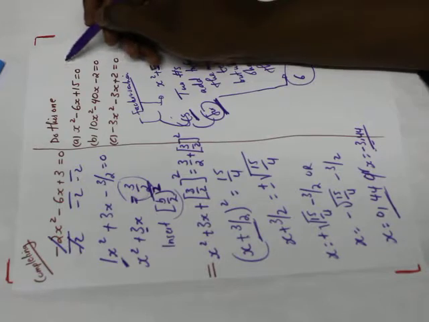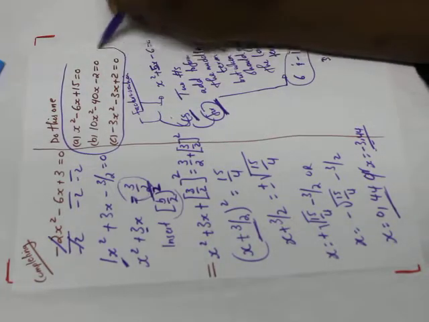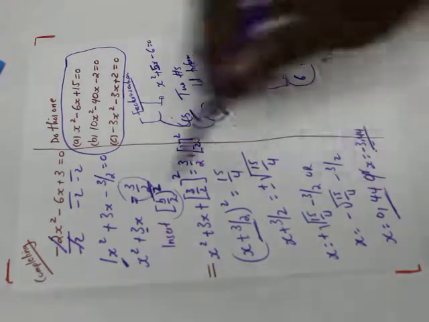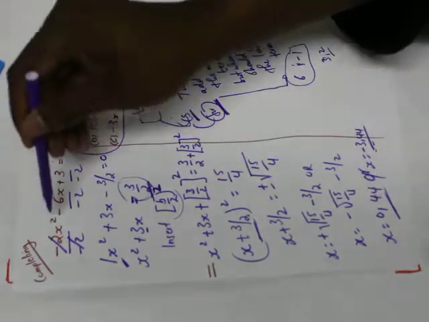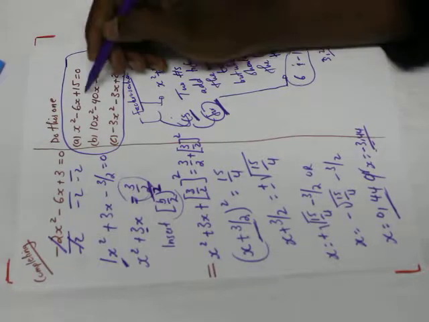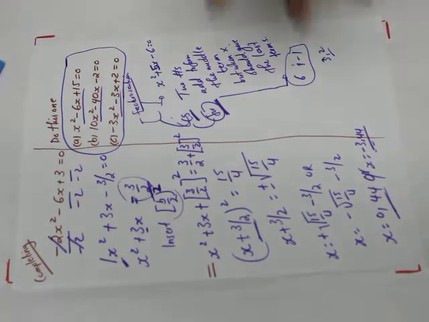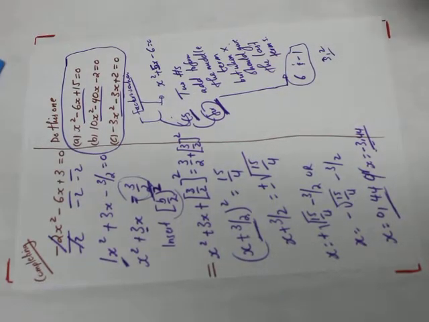And try to do this. I just placed one here, and to check your answer, you simply tap it in. So you tap in 0.44 inside here, and you'll get 0. Just try to do this quickly right now. Just pause and try to do it and see if you can get wonderful answers.